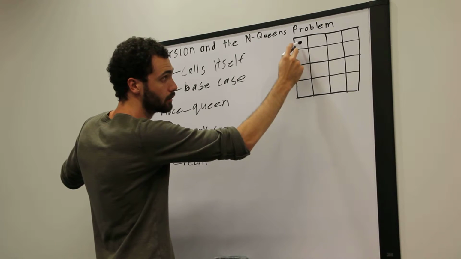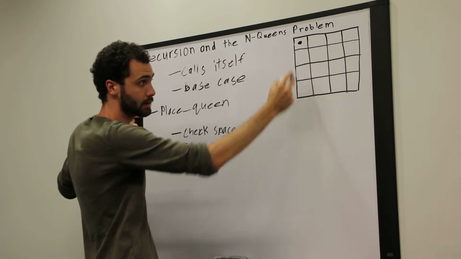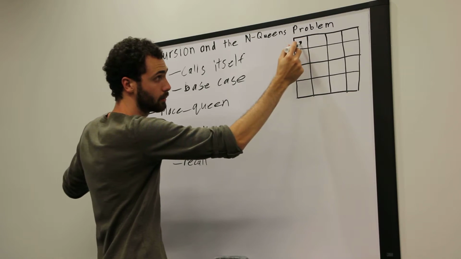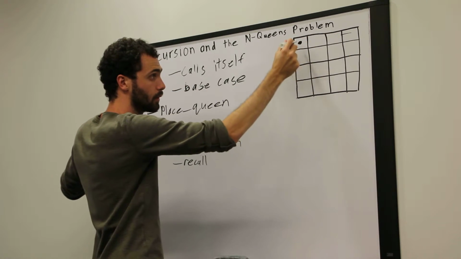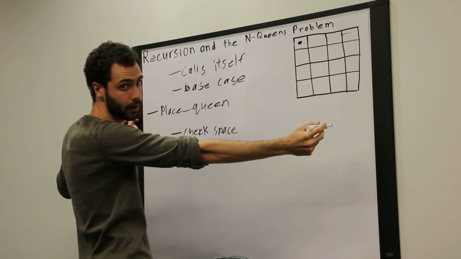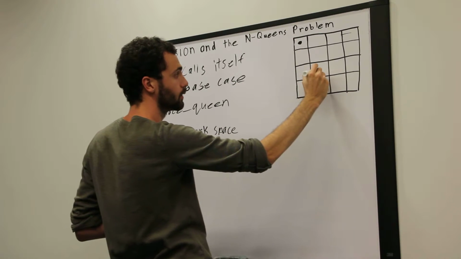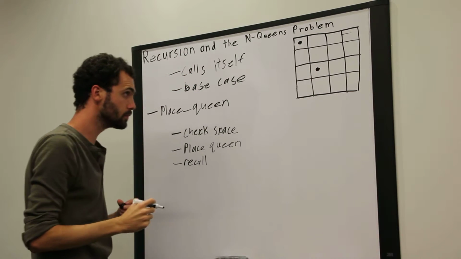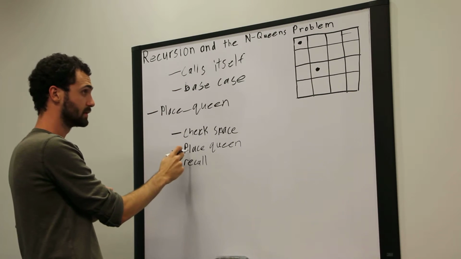Well, it can't go here, that's already taken. It can't go here, that's being attacked by the queen. Or here, or here. It can't go there, the queen's attacking this way as well. And it can't go here because the queen's attacking the diagonal. But then we get a space our queen can go. So let's place it right there. Okay? We've placed our queen.